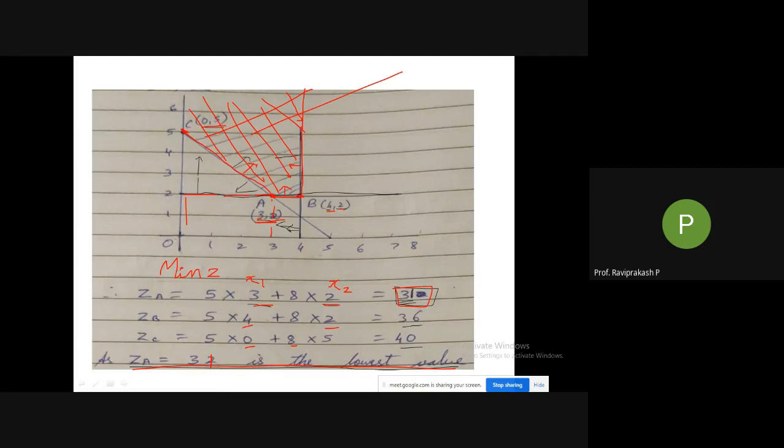So I hope you understood. Yes, sir. Okay, so any other doubts? Just let me know, or we'll move to the next sum. Shall I move to the next sum? Yes, sir.